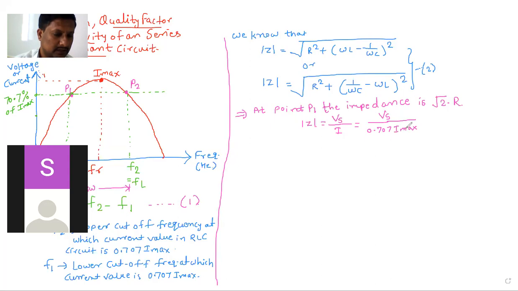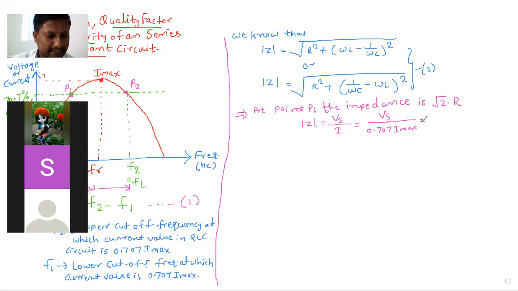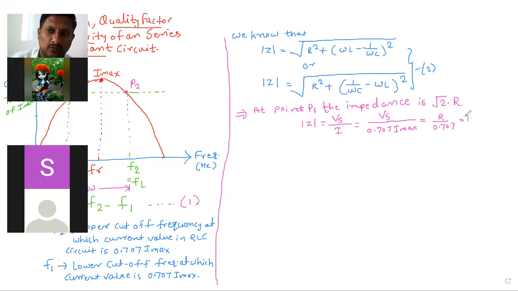What is the maximum current Imax at resonance? So Vs divided by Imax means what? At resonance, what is the value of impedance? R. Yes. So R divided by 0.707. What is 1 upon 0.707? √2, or 1.414. So Z is √2 into R. Understood now how it came?